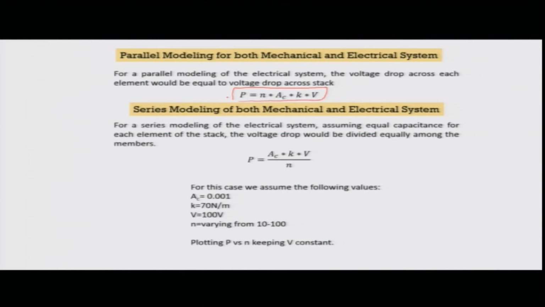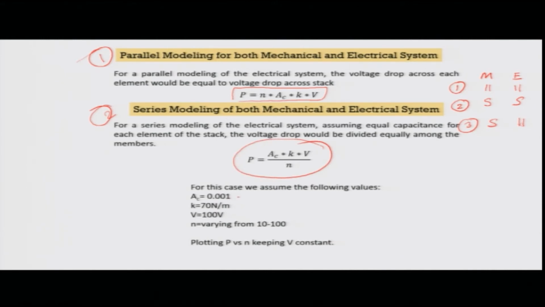And for series modeling of both mechanical and electrical systems, both are in series. So, you can have 4 combinations, basically 3 combinations you can say, of the mechanical and electrical system. Case 1 is both are parallel, okay, and case 2 is series modeling, so both are in series, and case 3 could be that one is in series and one in parallel. So, you can see that corresponding to the second case, where both the mechanical and electrical systems are in series, this is what will be the force.